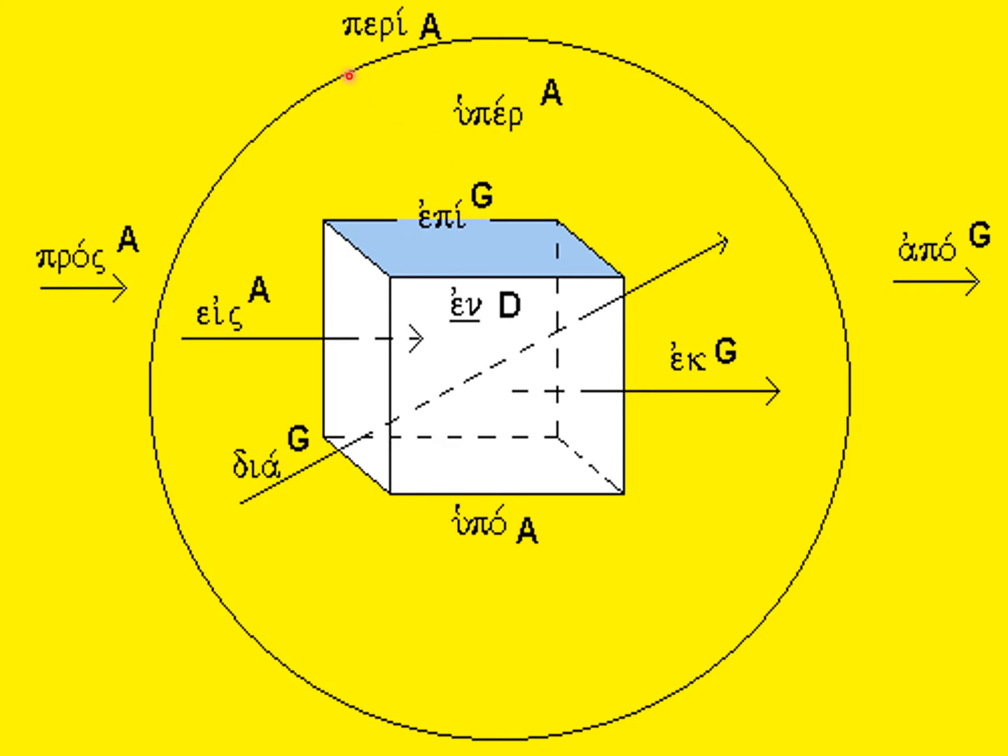Or you take peri, followed by accusative, is around. Maybe you can remember peri plus accusative if you think about perimeter, something that goes around. So peri followed by accusative is around. But if you have peri followed by genitive, it is about or concerning.